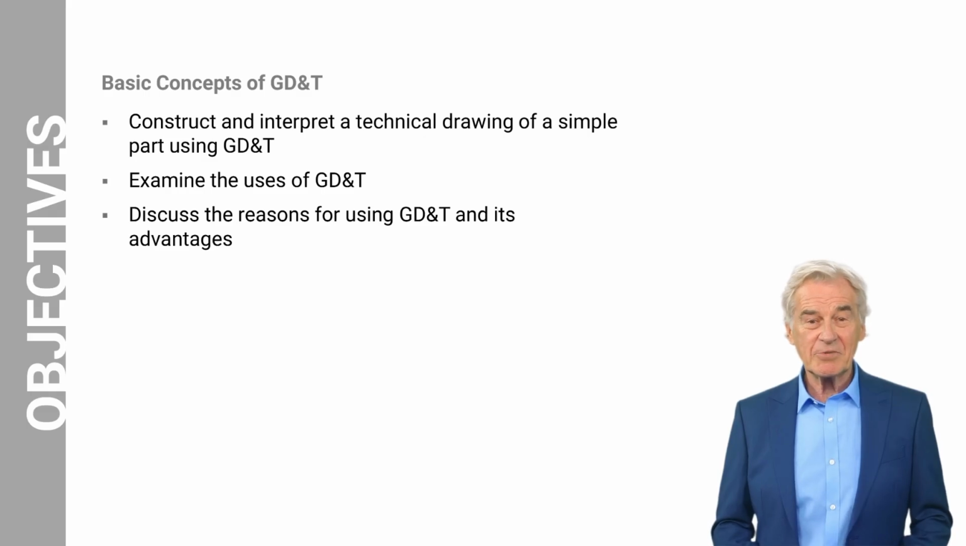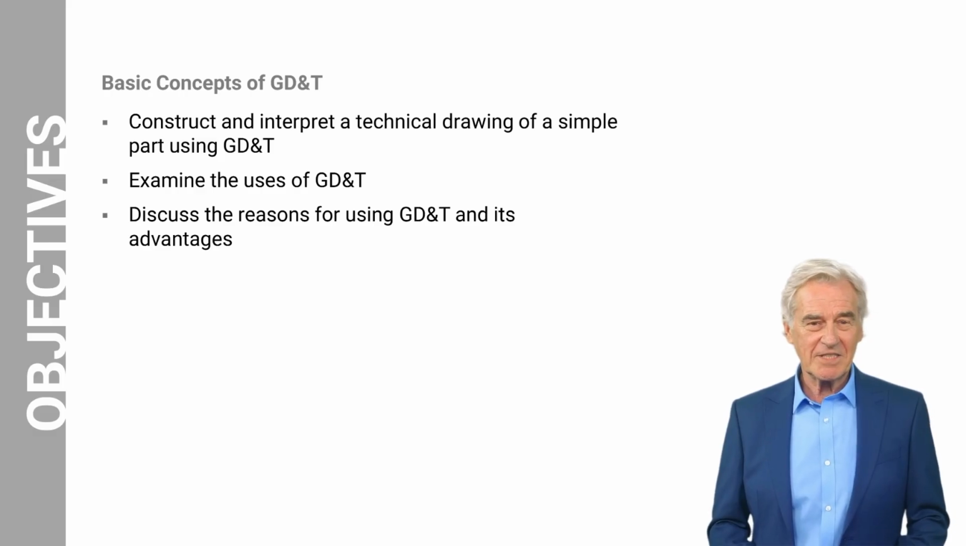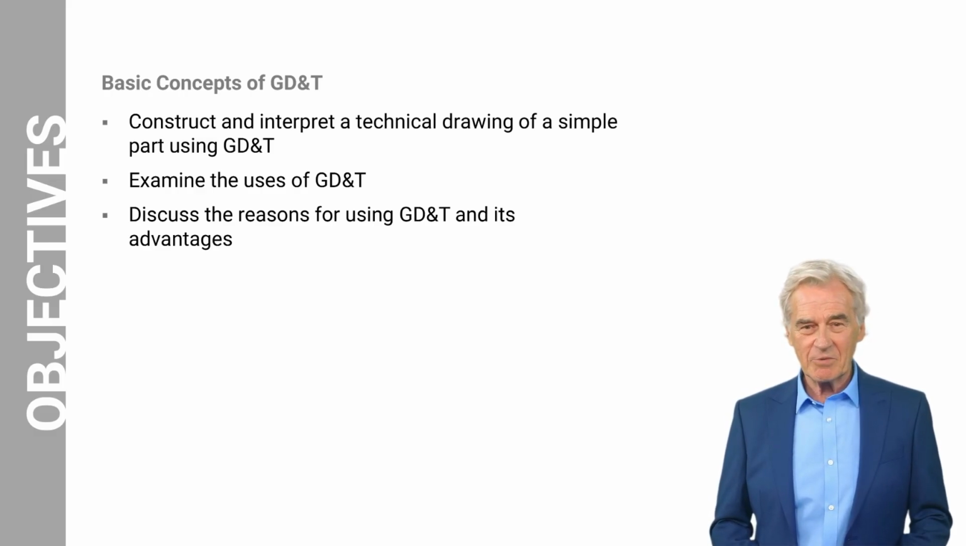Upon completion of this lesson, learners will have acquired a comprehensive understanding of geometric dimensioning and tolerancing. They will be able to construct and interpret technical drawings of simple parts using GD&T principles, demonstrating practical application of the concept. Learners will be equipped to identify and examine various uses of GD&T in manufacturing contexts. They will be able to explain why GD&T is used and its benefits in engineering and manufacturing.